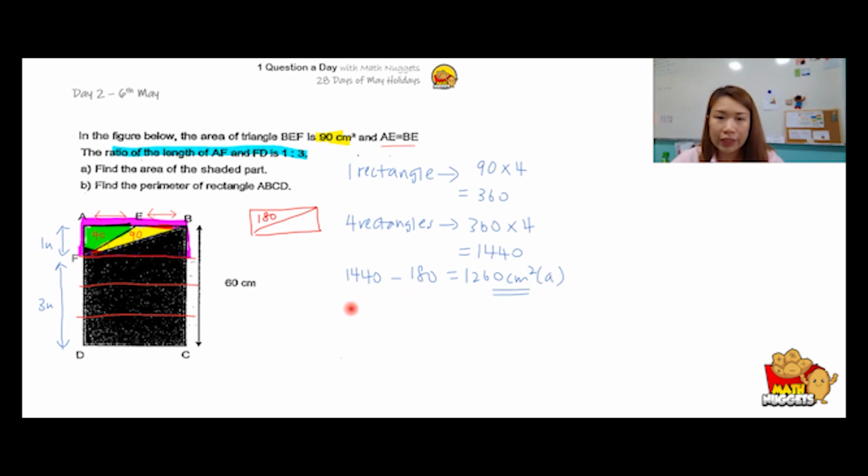Okay, now then for B, find the perimeter of the rectangle. If you know that the area of the rectangle is 1440 and the length is 60, you divide by the length, you get 24, and 24 is the breadth. Okay, so in order to find the perimeter, it would be breadth plus length plus length.